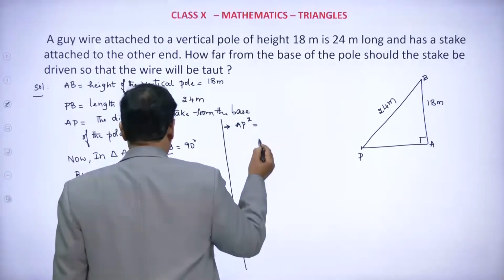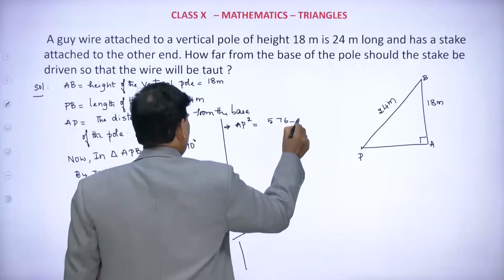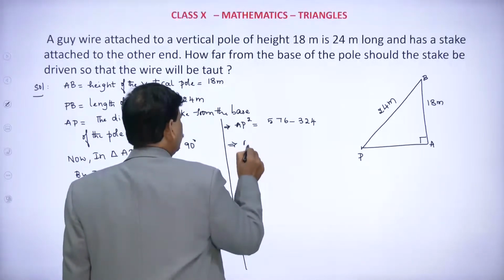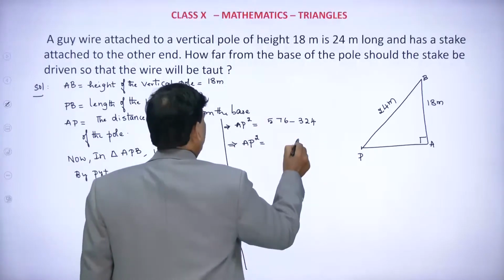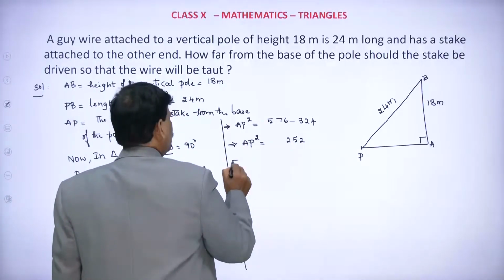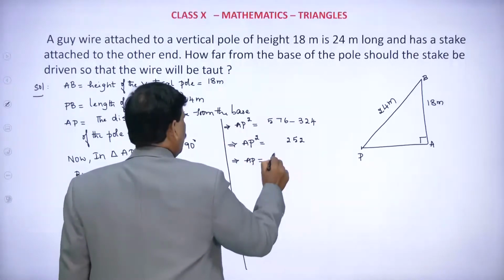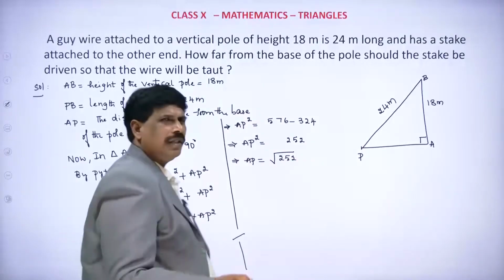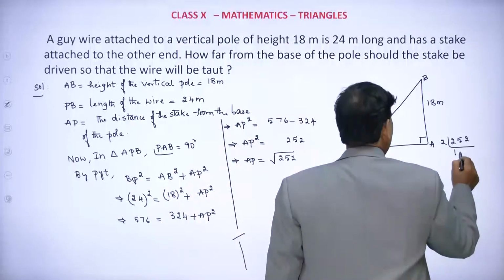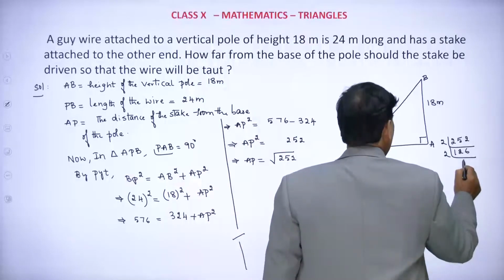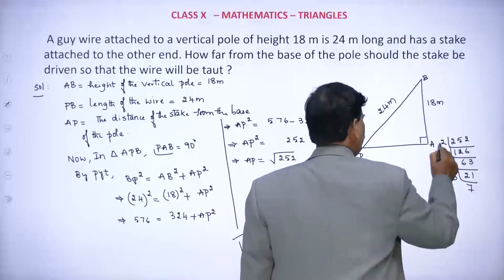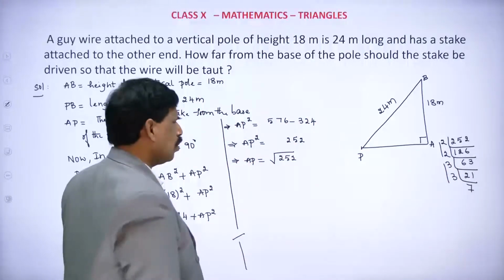So AP square is equal to 576 minus 324. Clear? So AP square is equal to, 6 minus 4, 2, 7 minus 2, 5, 5 minus 3, 2, so 252. So AP is equal to under root of 252. Just go with prime factorization. 2 ones are 2, 2 twos are 4, 2 sixes are 126, 2 threes are 63, 3 twenty-ones are 63, 3 sevens are 21, 3 ones are 3. So from here 1, from here 3. So 2 threes are 6 root 7.